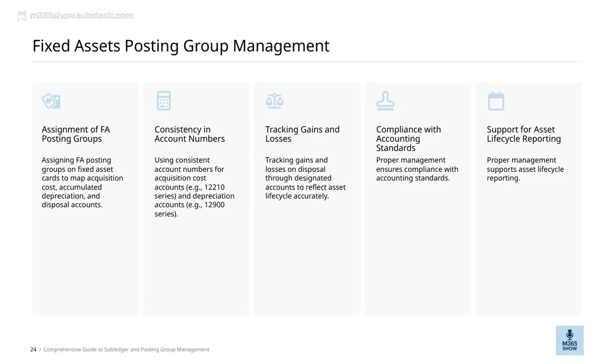Additionally, assigning fixed asset posting groups on each asset's fixed asset card is key. These groups help us map out the acquisition cost, accumulated depreciation, and disposal accounts systematically. This mapping ensures that our entries are correctly categorized and aligned with our accounting standards. All of these practices, proper management, tracking gains and losses, consistent account numbering, and correct assignment of posting groups, work together to support comprehensive, compliant asset lifecycle reporting. This ultimately helps us maintain transparency and accuracy in our financial reporting.